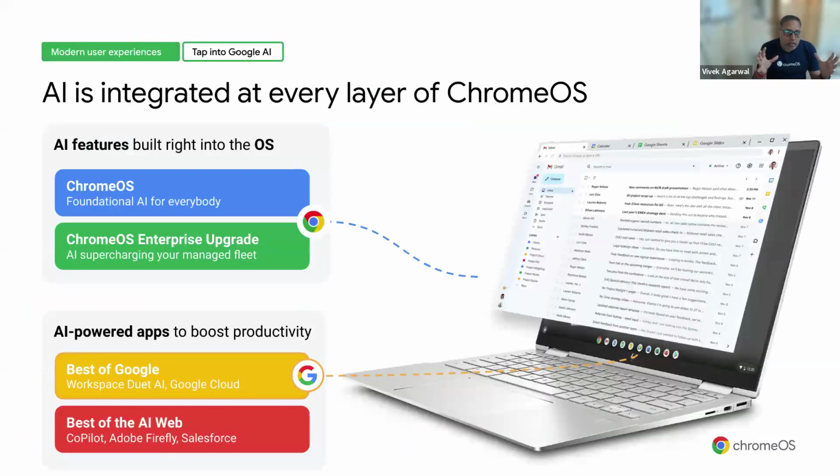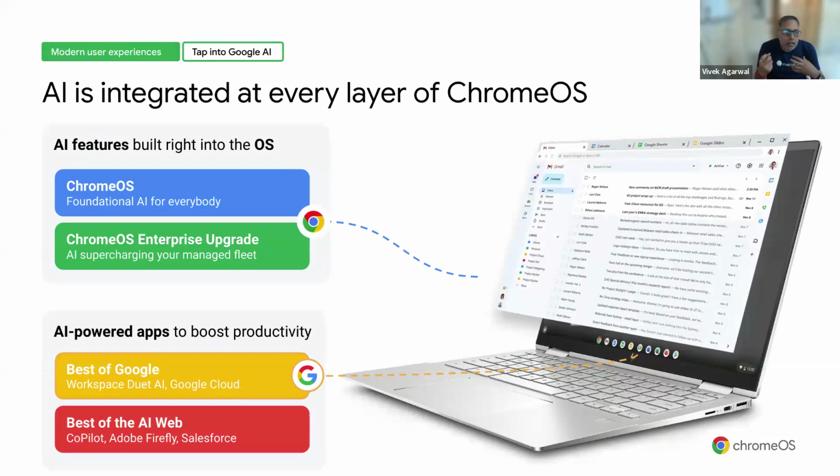Everybody talks about AI these days. AI is there everywhere, and it's also an AI first world today. AI is integrated in every layer of Chrome OS, be it AI built into Chrome OS itself, being the foundational principles of the operating system. For example, you would never see a blue screen on a Chrome device.